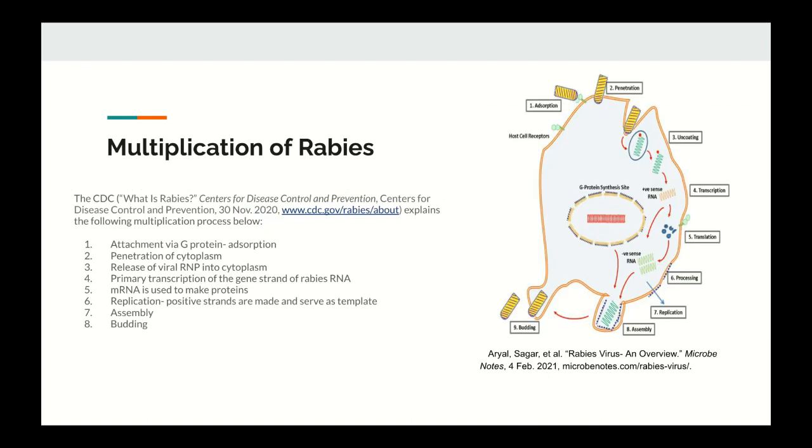Up next, we're going to talk about the multiplication of rabies. This is also according to the CDC, and these are the steps in the multiplication process. Up first, we have the attachment via G protein. This is also called adsorption. The G protein binds to the receptor of the host cell. They bind most effectively to neural or muscle cells. Then the virus penetrates by pinocytosis and the release of the viral RNP into the cytoplasm occurs.